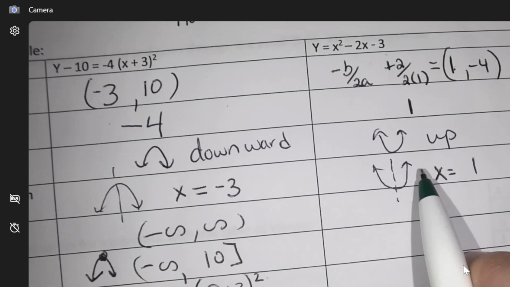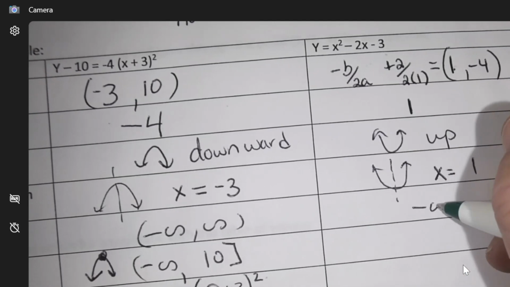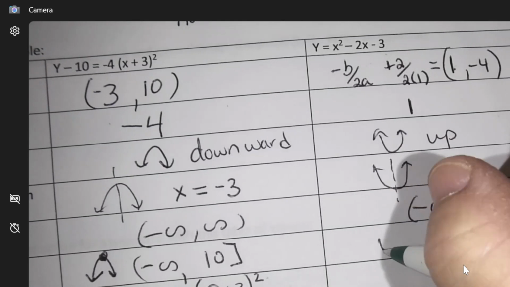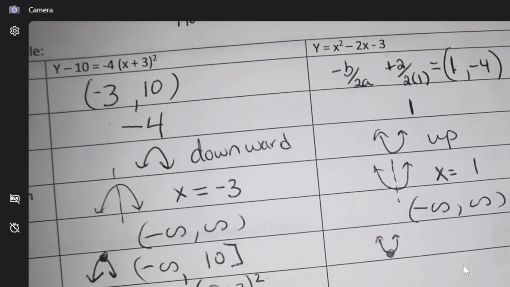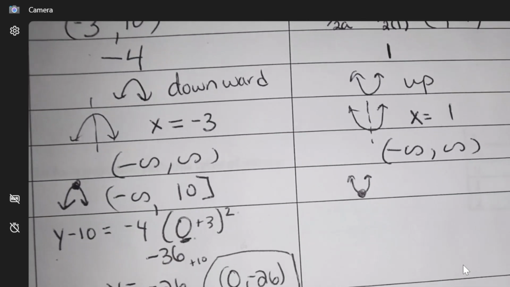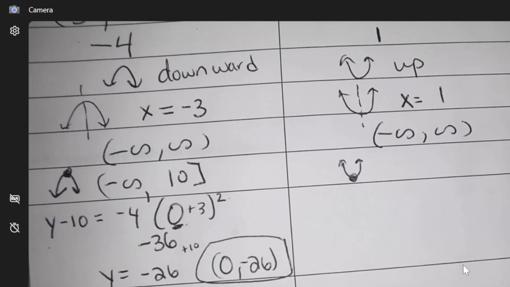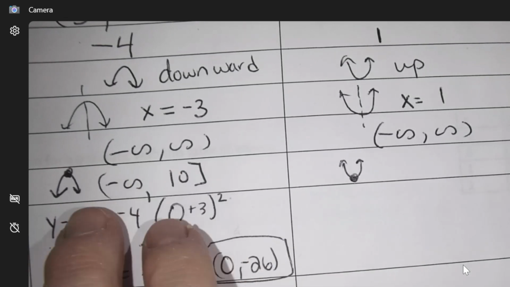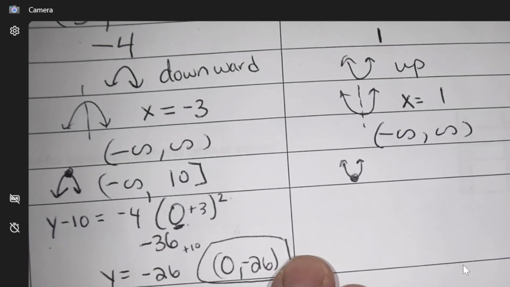Domain left to right. Range is going to be different because this time we have a minimum. The last time we had a maximum, so that's on the test as well. How do I know if it's a minimum or a maximum? All about the slope, because the slope tells me the up or down.